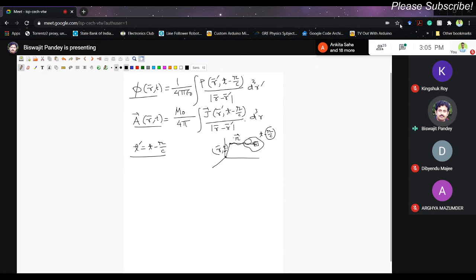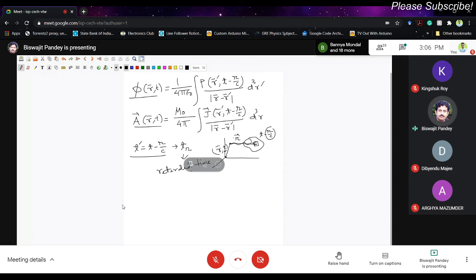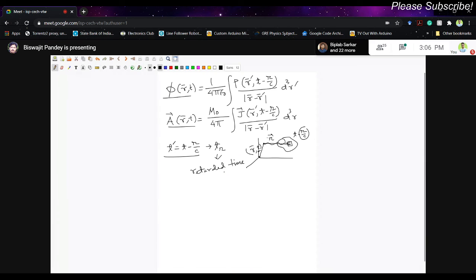So that's why these are called retarded potentials, t minus r by c. This is called retarded time. Sometimes people also write it as t_r. Now you see, if I choose another scheme for calculating the potential, we shall arrive at a solution of similar form. The only difference will be that in place of t minus r by c, there will be t plus r by c. So t prime equals t plus r by c, which we may call advanced time.